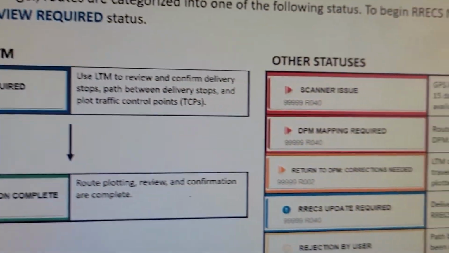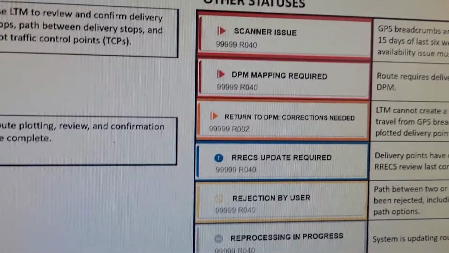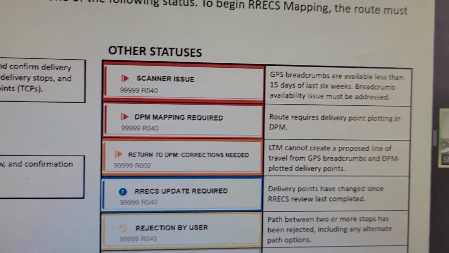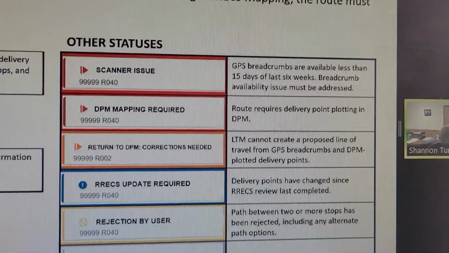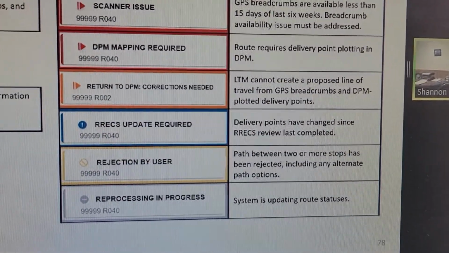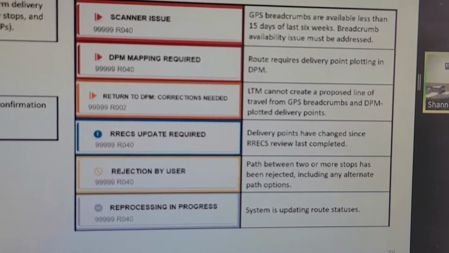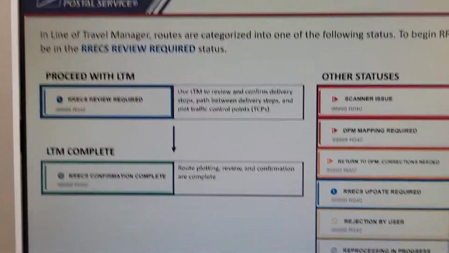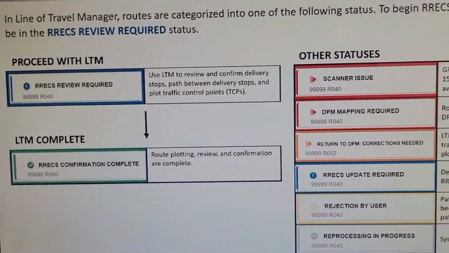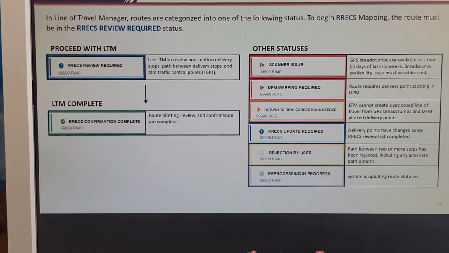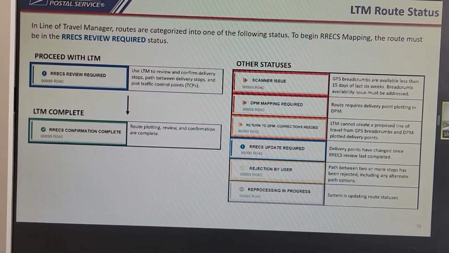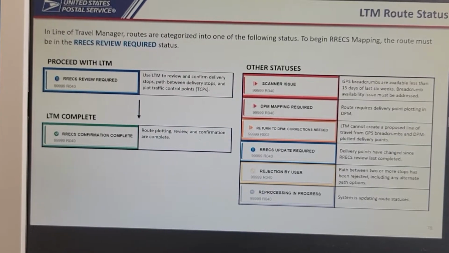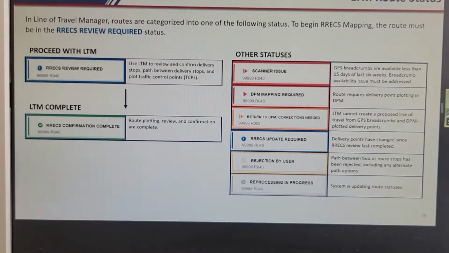But some other statuses that you could see when you arrive at LTM, we just want to make you aware, is that scanner issue. So it would be highlighted in red, and scanner issue just says, hey, we don't have breadcrumbs or enough breadcrumbs, and they're available less than 15 days of the last 6 weeks. So we got to address that issue. Again, that can be caused by a bad scanner setup, an incorrect zip code, route ID. And not only do you need to check the scanner of the regular, you need to check it of any other carriers that might be carrying that route to ensure that it's correct.